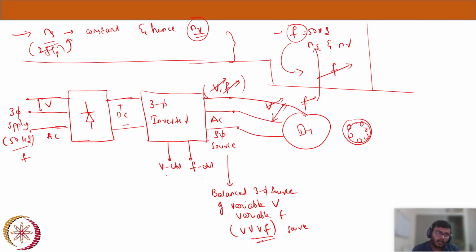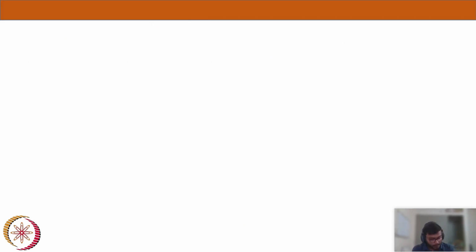Now we will see what is the logic behind this. What are the limitations of this? What are the conditions I need to follow to get speed control, and how can we achieve very good speed control using this method? Now suppose we have an induction machine. Let's see what happens whenever we change the frequency.